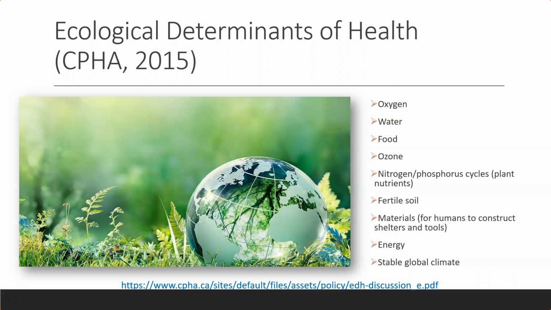So ecological determinants of health. Here they're listed: oxygen, water, food, ozone, nitrogen, fertilized soil, materials, energy, and stable global climate. So all of these are necessary for sustaining life on the earth. In addition to oxygen, clean water, and soil, we depend on these resources for energy, materials, and shelter as well, right? Indigenous traditional knowledge about ecosystems is closely linked to the land and plants of the communities and reflects the diverse indigenous people around the world, not just in Canada.